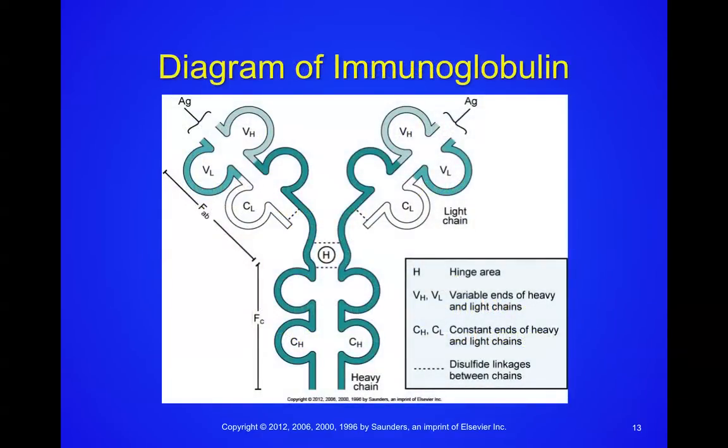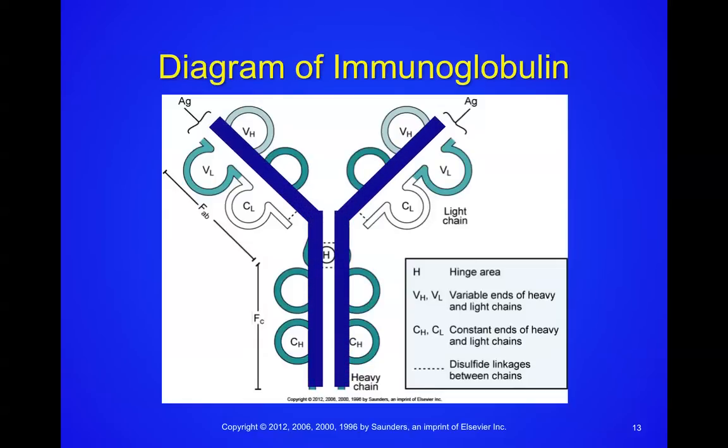This is a diagram of a generic immunoglobulin molecule. If we outline the heavy chains in dark blue and the light chains in light blue, we can see the familiar Y-shaped symbol that is used to represent an antibody.